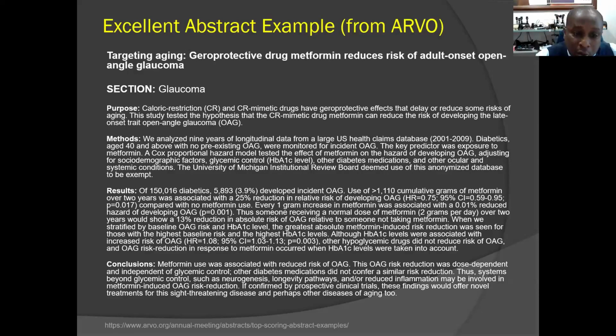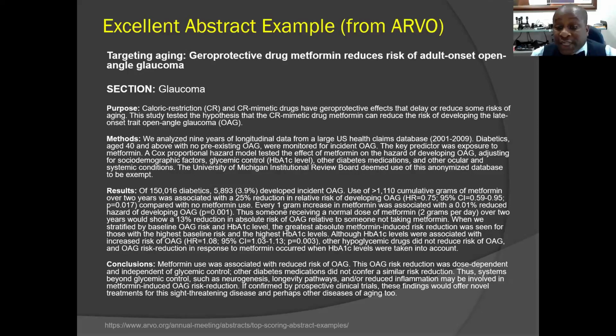So, conclusions. Metformin was associated with a reduced risk of open-angle glaucoma. This open-angle glaucoma risk reduction was dose-dependent. So the higher the dose, the smaller the risk. And it was independent of glycemic control. So metformin was not reducing glaucoma using its skills of reducing blood sugar. It was doing it by another way.